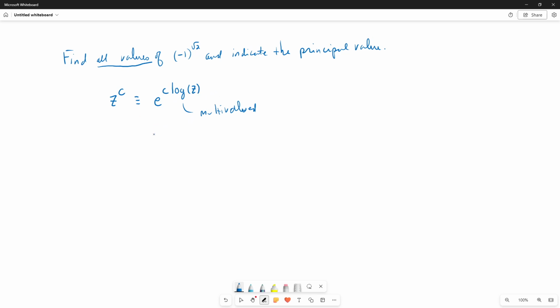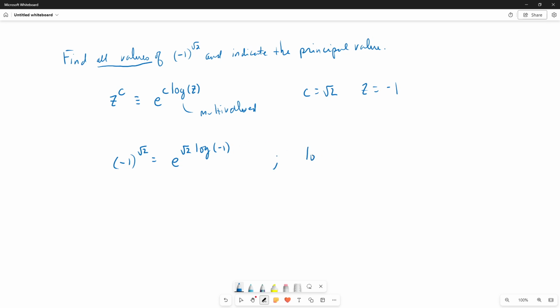So let's see. The value of c in our example is the square root of 2, and the value of z is -1. So -1 to the power square root of 2 is equal to e to the power square root of 2 times the log of -1.